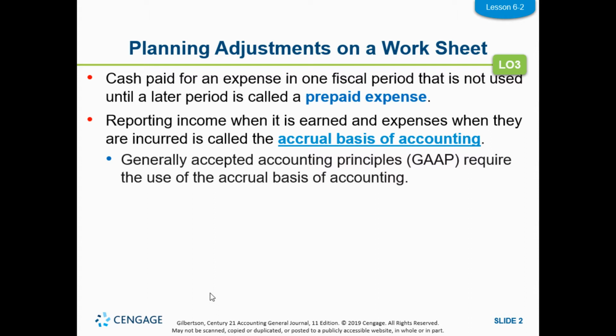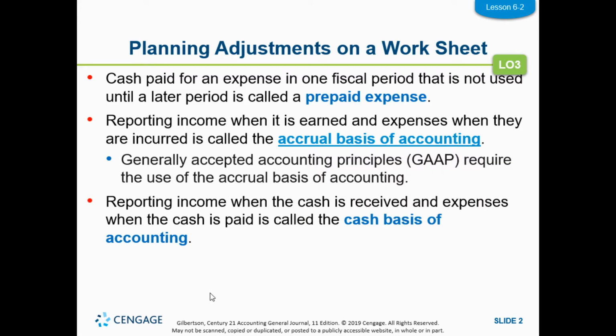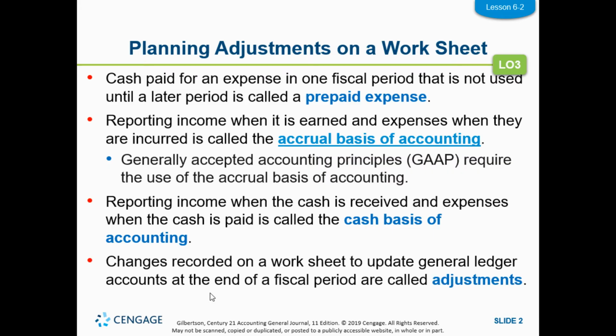Now, you and I, being individuals, our taxes are based on a cash basis system, but businesses under generally accepted accounting principles operate under accrual basis. Big difference. Reporting income when the cash is received and expenses when the cash is paid is called cash basis of accounting, like I mentioned before. And changes recorded on a worksheet to update general ledger accounts at the end of a fiscal period are called adjustments. So we didn't make any errors.